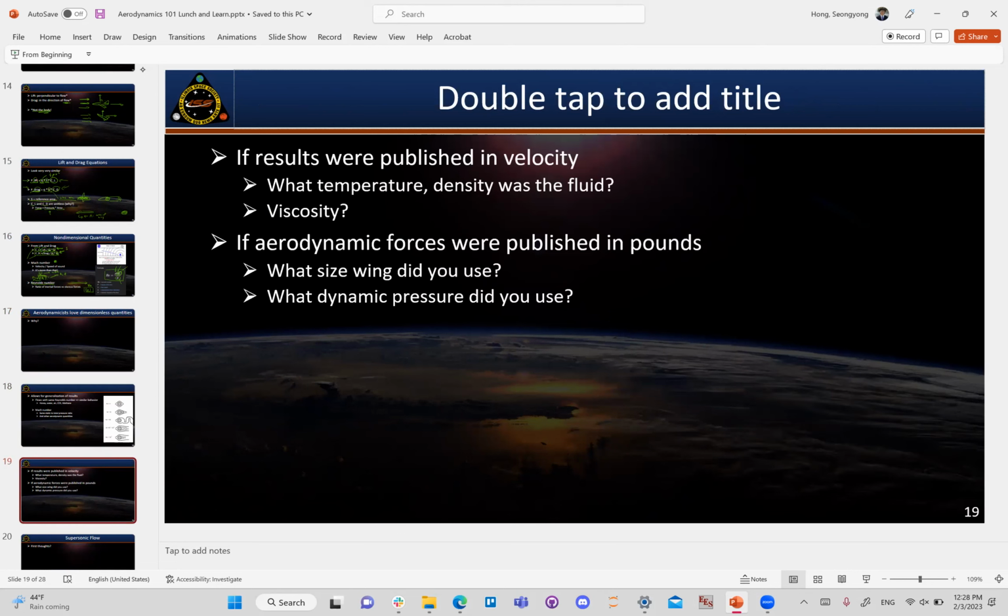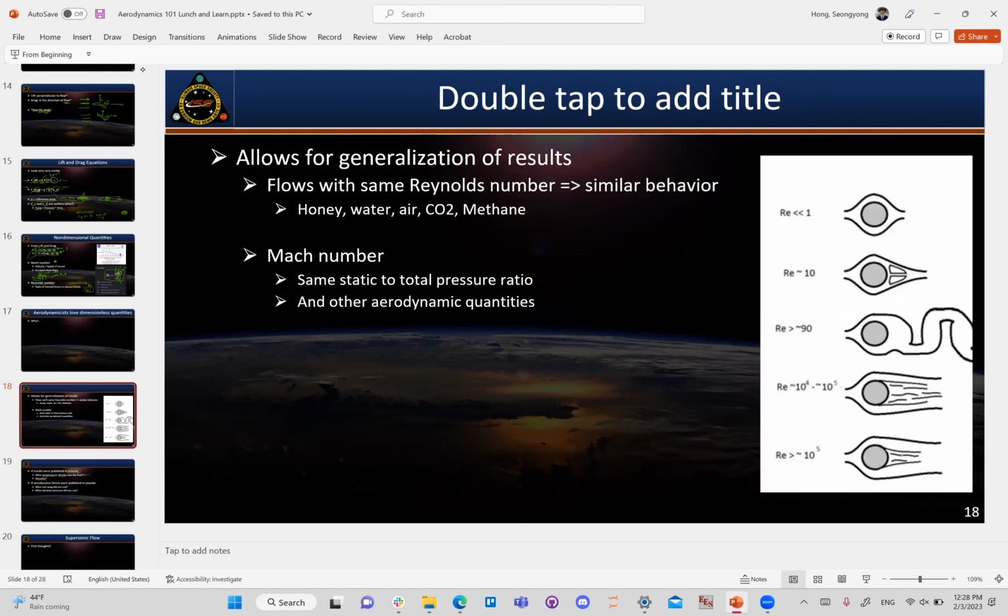So for instance, if aerodynamicists publish results in velocity, and you want to replicate that experiment, then you have to ask that experimentalist, okay, what was your temperature? What was your density? What was the viscosity of the fluid that day? You have to ask all these other questions because velocity doesn't contain enough information. It doesn't describe the flow fully. So non-dimensional quantities like Reynolds number or Mach number really distill the essence of the flow.